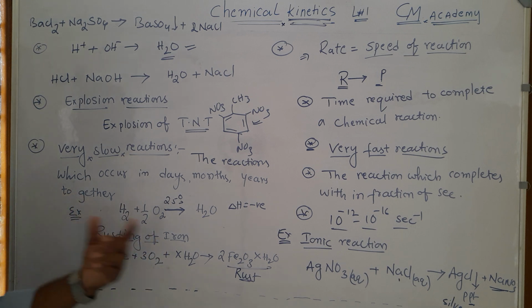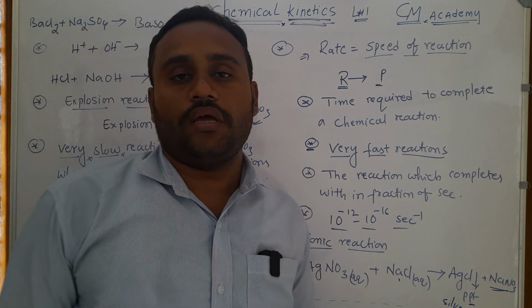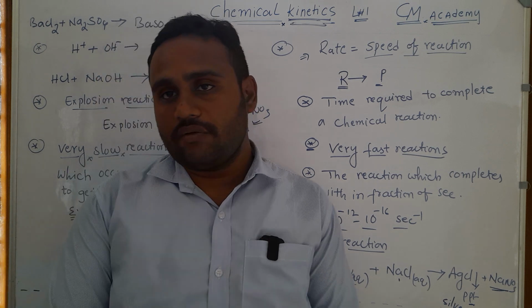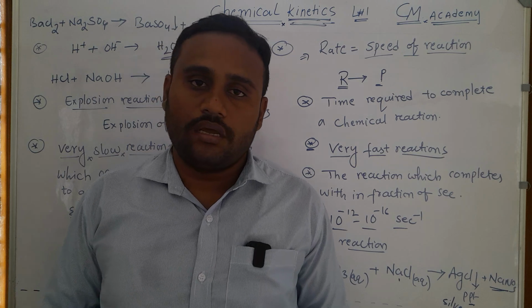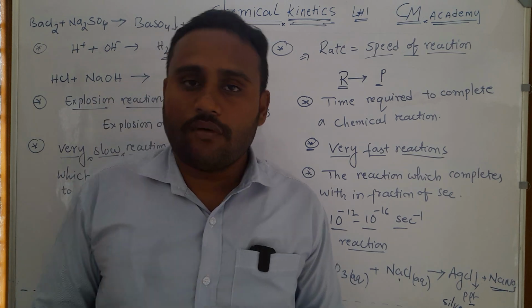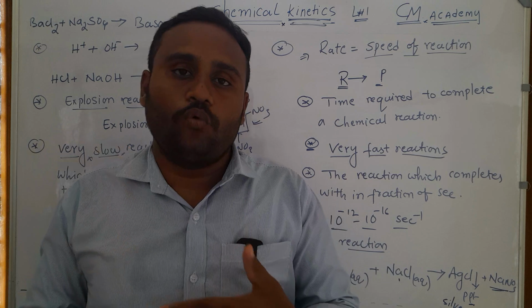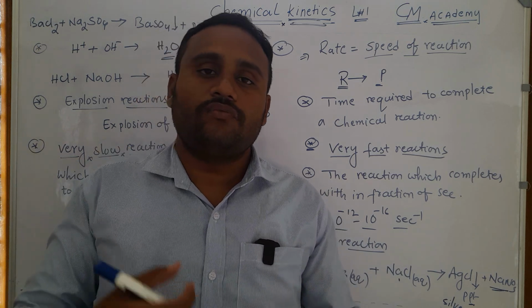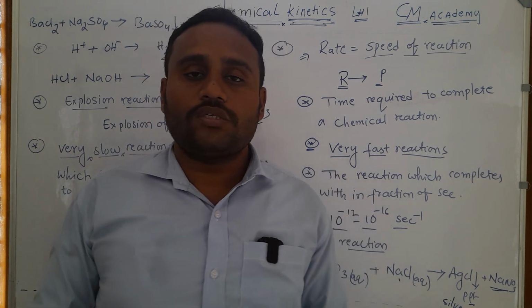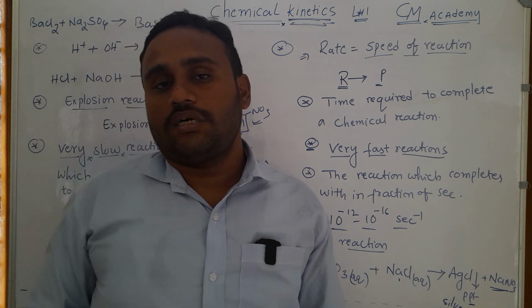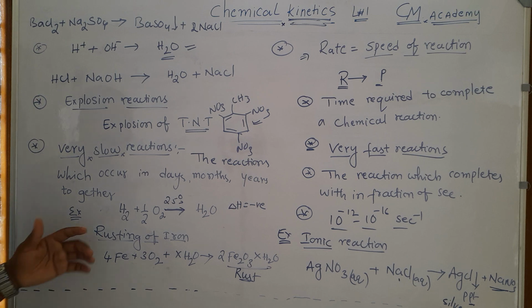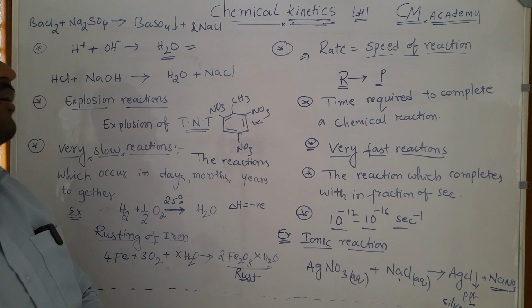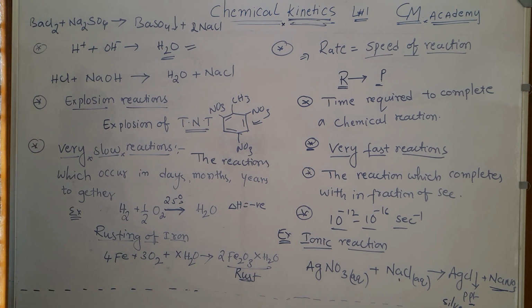Generally covalent reactions are very slow reactions. Why? In covalent molecules there is a necessity of breaking of bonds. Compulsorily we should break the old bonds, and after that we form the new bonds. To break these old bonds it takes much time. So that's why the covalent reactions are slow reactions, whereas ionic reactions are very fast reactions.